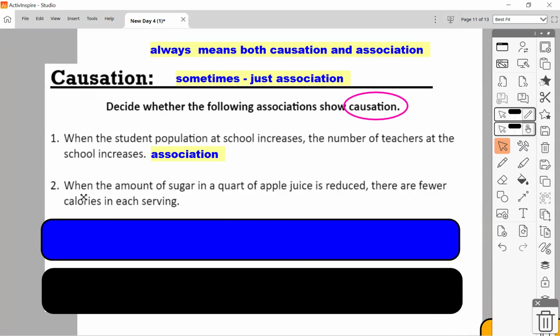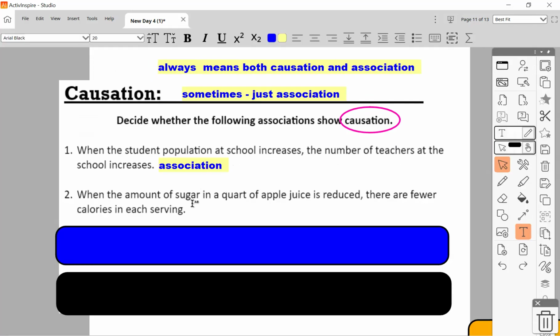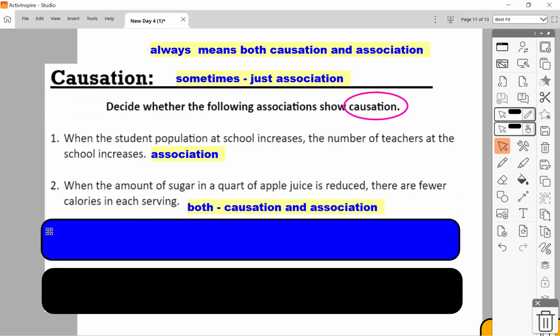All right. The next one, when the amount of sugar in a quart of apple juice is reduced, there are fewer calories in each serving. So if you didn't know this, sugar causes calories. If you put a whole bunch of sugar, it is going to cause the number of calories to go up. Same thing as if you don't put that much sugar, your calories are going to decrease. So this is both association and causation. Okay, and we're just going over a couple of these examples so you can do your worksheet after this, okay?